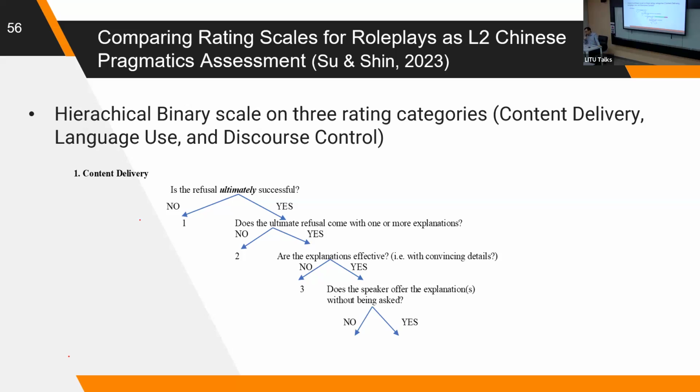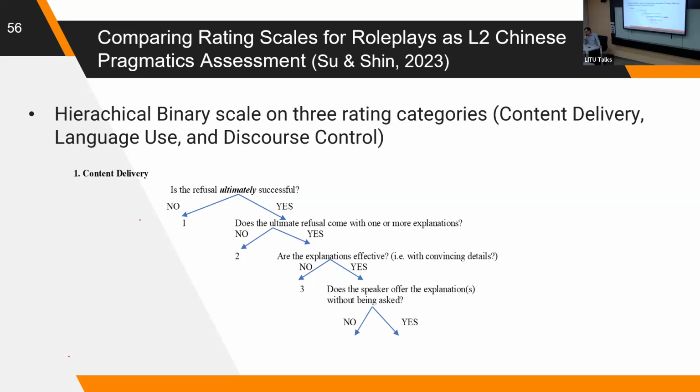Are the explanations effective? If yes, you move on to the final question. If no, they receive score 3. So some explanations are not really effective, right? You could say, I have a class at 1 p.m. But if you say, oh, my dog is sick, right? That's not really as effective as we have a class at 1 p.m.